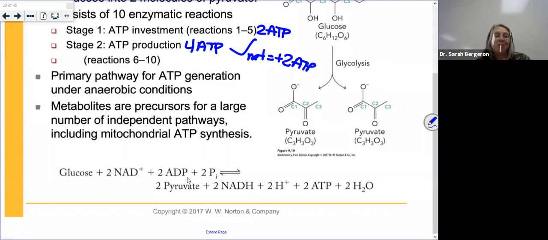But okay, so what do we do in glycolysis? Here's our overall reaction for glycolysis. We're going to take glucose. We need NAD+.